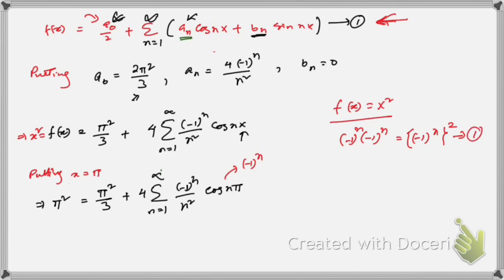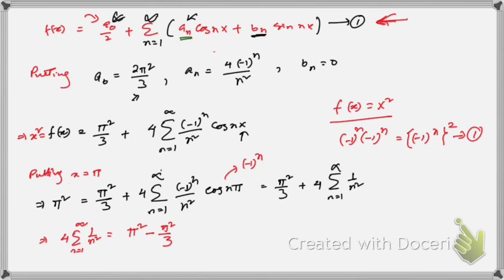So our result will be pi square by 3 plus 4 into summation n is equal to 1 to infinity 1 by n square. So that's going to be equal to 4 summation from n is equal to 1 to infinity 1 by n square. That's going to give you pi square minus pi square by 3. This is brought to the left side, right? So then it's going to give you 2 pi square by 3, right?